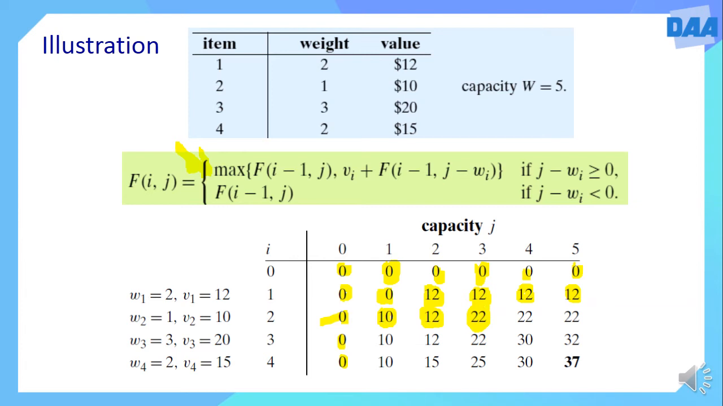So in this way, we continue with all the iterations. We compute the values, and finally we will get the final value as 37. That is what we are interested in. So once this final optimal solution is got, the profit earned, or the total value, is 37. Now we need to understand what is the subset of items included to get this 37.